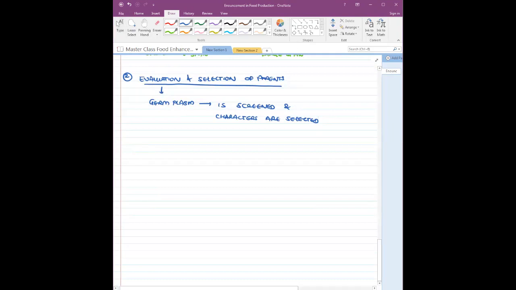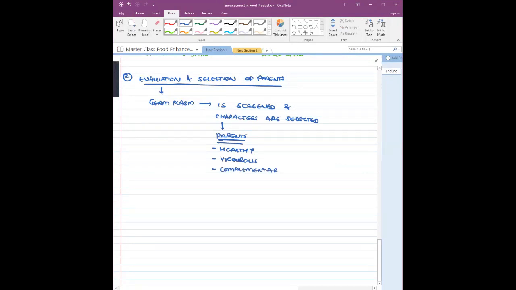Okay, so we are actually selecting your parents. But once again, guys, when we talk about the parents, how should the parents be? They must be healthy, they must be vigorous, and they should show complementary features, because then only we can go for this.